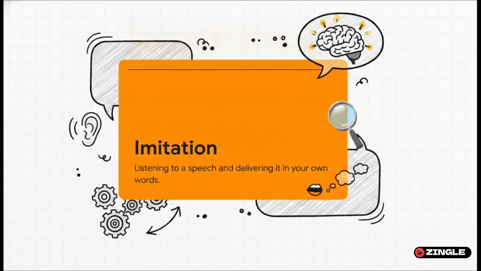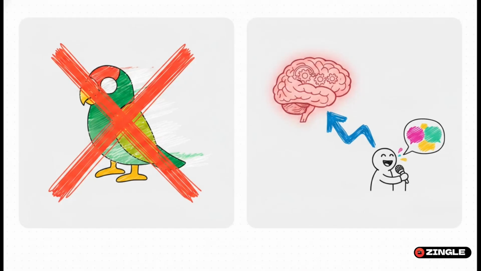So, the crucial point is this. We are absolutely not talking about repeating after native speakers using their exact same words just to get your pronunciation right. If you do that, you're just acting like a parrot. And a parrot can make all the right sounds, but it has absolutely no idea what it's saying. We want your brain to act as an engine, not an echo chamber.